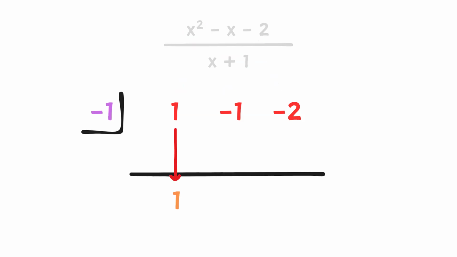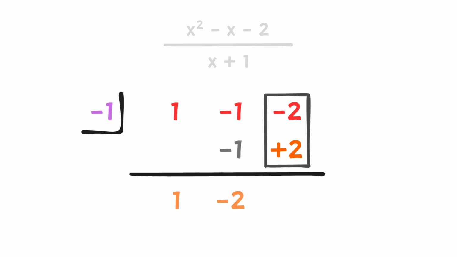And let's start. We leave the first coefficient, 1, as it is. And now we multiply 1 by -1 and add this to the second term, -1. -1 plus -1 is -2. Next, we multiply -2 by -1. This is 2. Adding this to our last term, -2, we get 0.